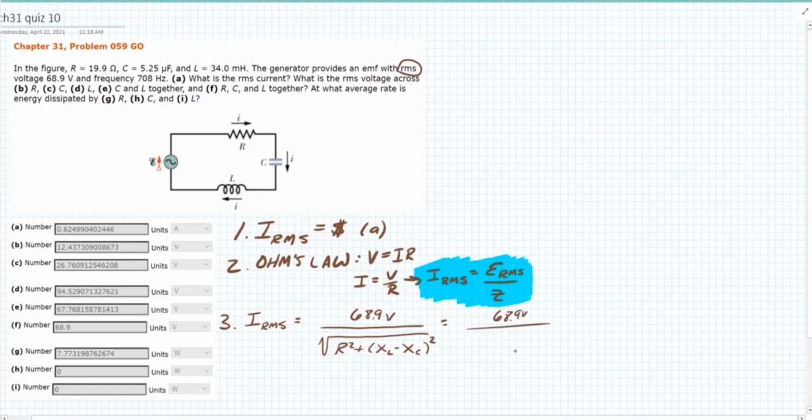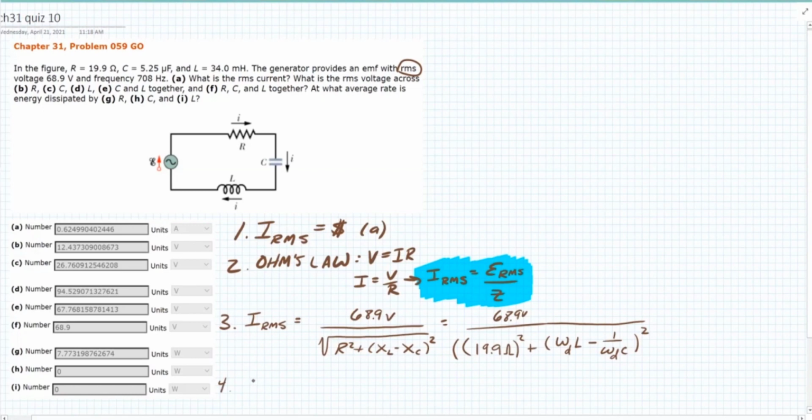68.9 volts divided by, I'll do it like this, R squared is 19.9 ohms squared, plus XL. Here's XL: omega D times L, minus XC. Here's the capacitive reactance, 1 over omega D times C, quantity squared. I'm just going to use my calculator.